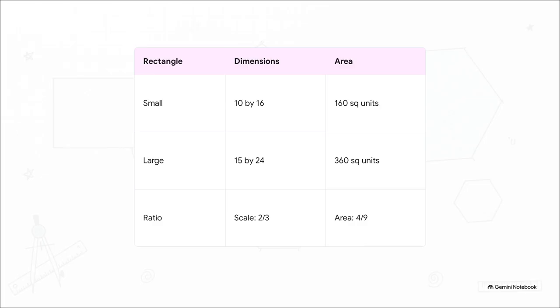The large one is 15 by 24, giving us an area of 360 square units. Okay, so let's find the scale factor of those sides. 10 over 15 easily simplifies to a ratio of 2/3, right? Now look at the areas. 160 over 360 simplifies to 16 over 36, and that simplifies even further to 4 over 9. So ask yourself, what is 2/3 squared? Well, it's exactly 4/9. The ratio of the areas is perfectly the square of the scale factor.